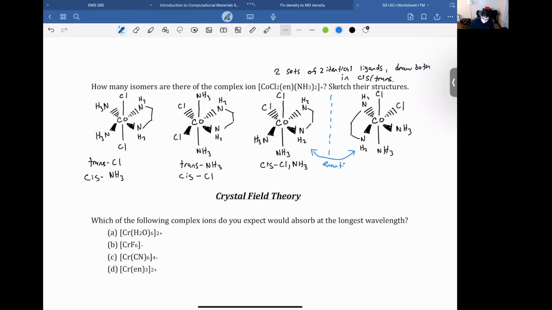So these are enantiomers or optical isomers. They are not superimposable. So you would actually want to check that if you're not sure. Again, I didn't actually check, but if you try rotating this around, you won't get it. There's two types of cis monodentates. It's probably not superimposable, along with a bidentate.